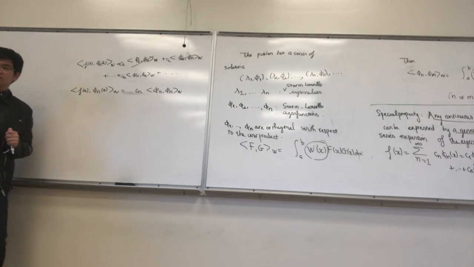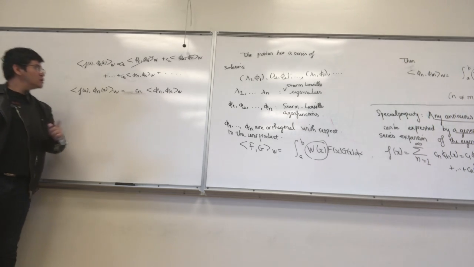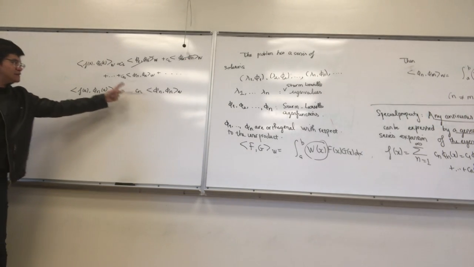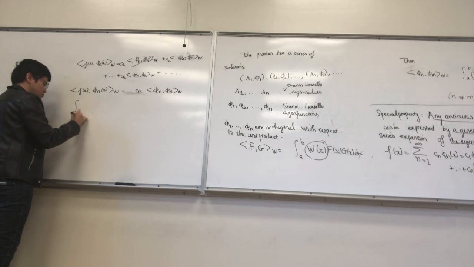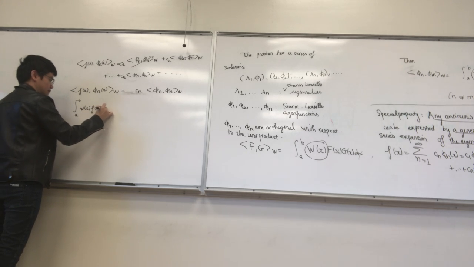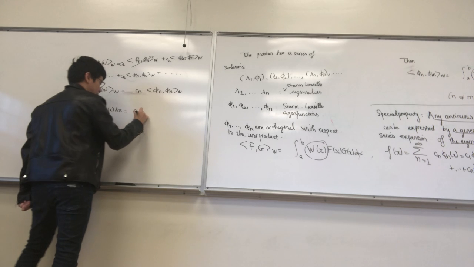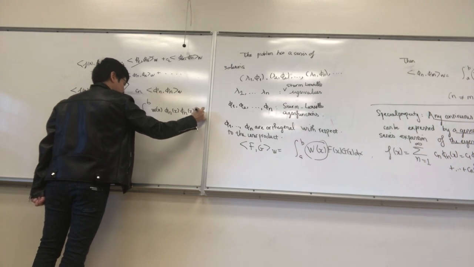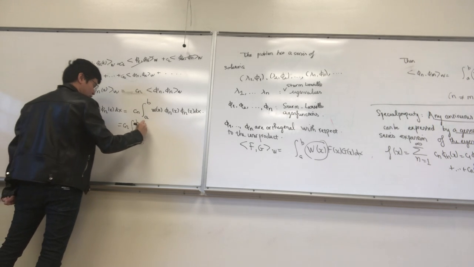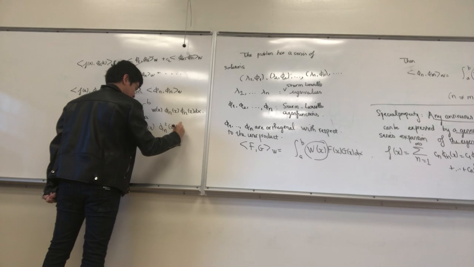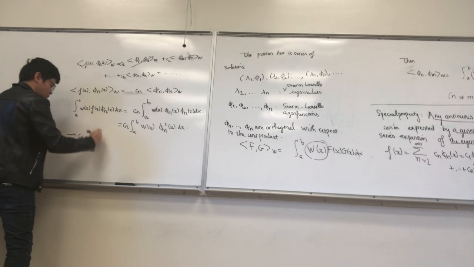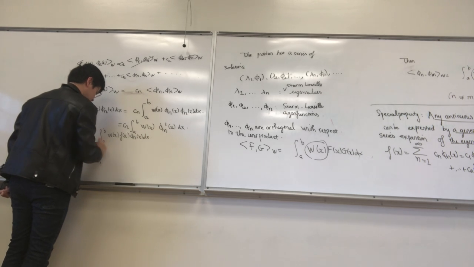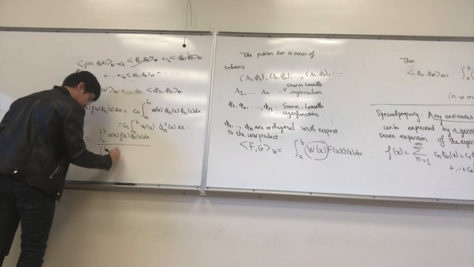So if you inner product f with phi n, with respect to this inner product with weight w, the phi 1 phi n will go away. The phi 2 phi n will go away. So the leftover is c_n phi n phi n, right? So now you're going to have integral from a to b of w(x) f(x) phi_n(x) dx equal to c_n integral from a to b of w(x) phi_n squared(x) dx, right? So c_n will be the integral from a to b of w(x) f(x) phi_n(x) dx, divided by the integral from a to b of w(x) phi_n squared(x) dx.